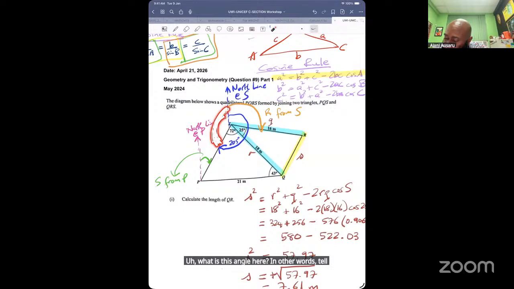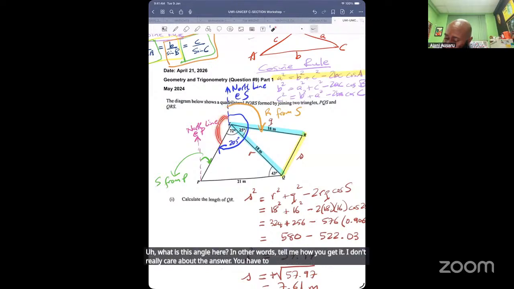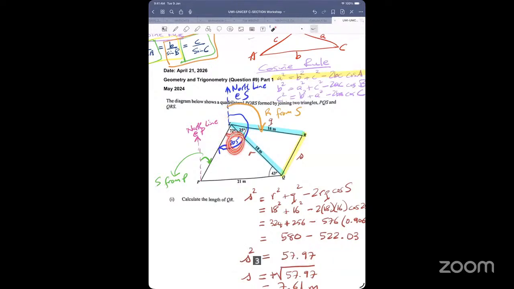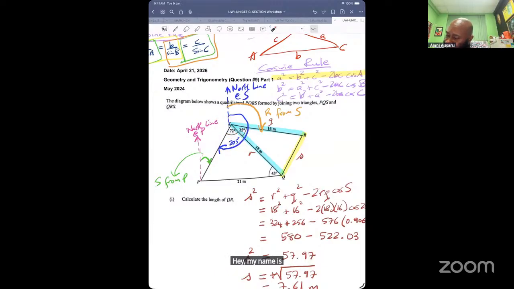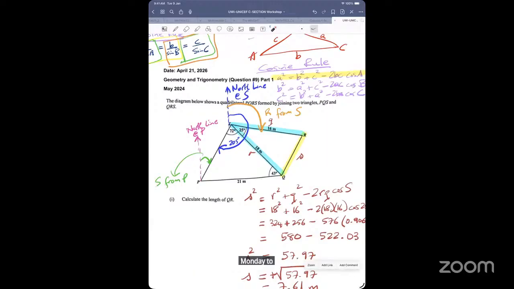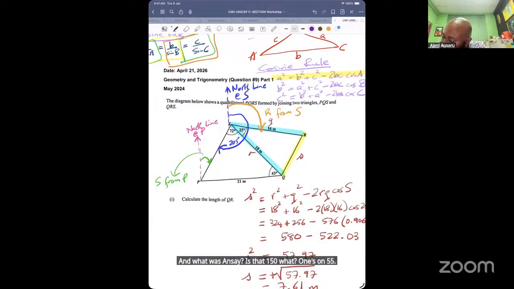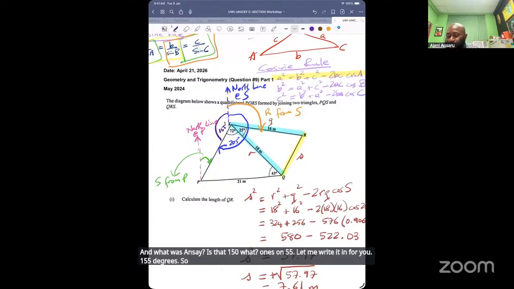Tell me how you get it. I don't really care about the answer. You have to subtract 360 minus 205, because it's a full circle. And what was the answer you said? 155. Let me write it in for you. 155 degrees. So this angle here is 155.